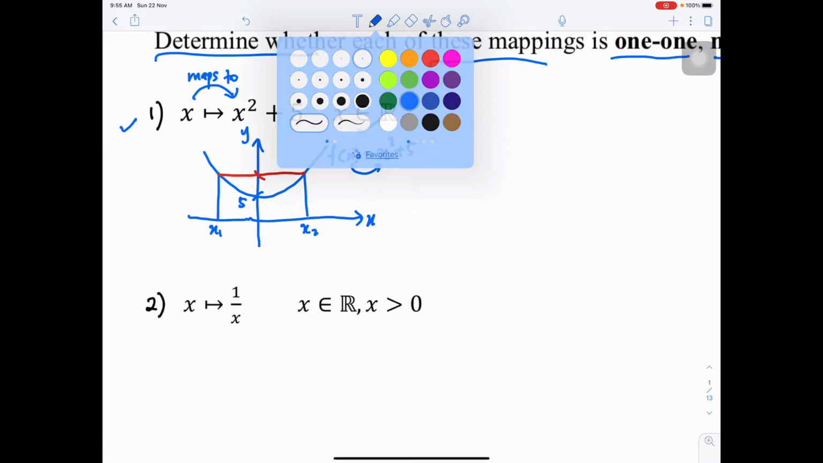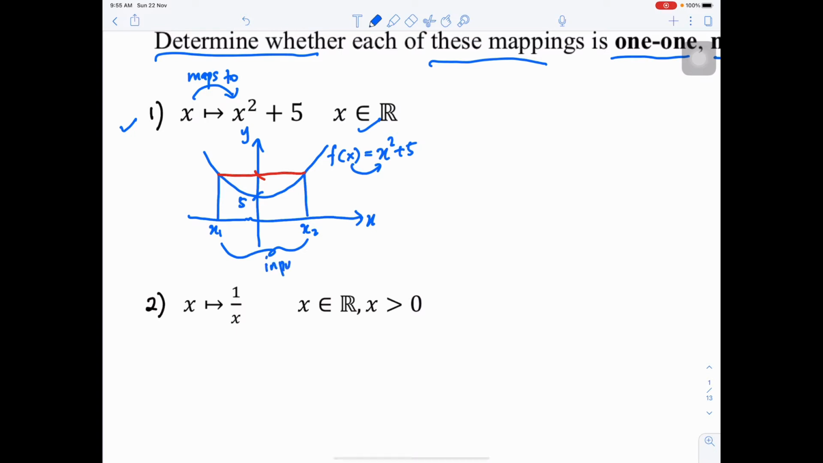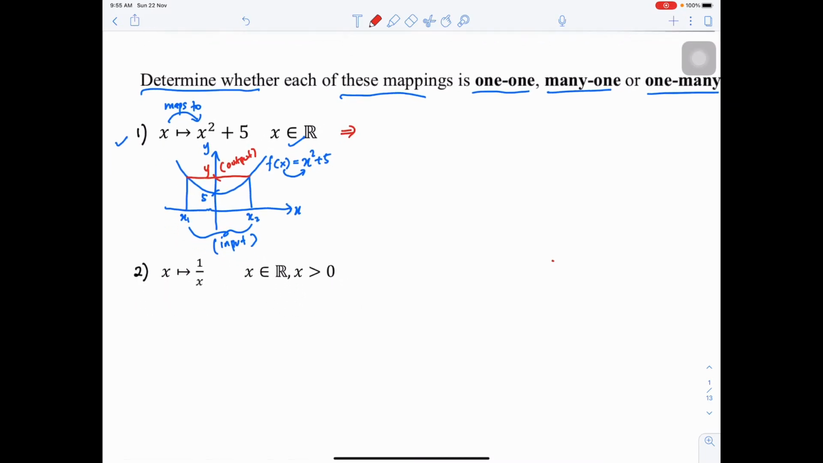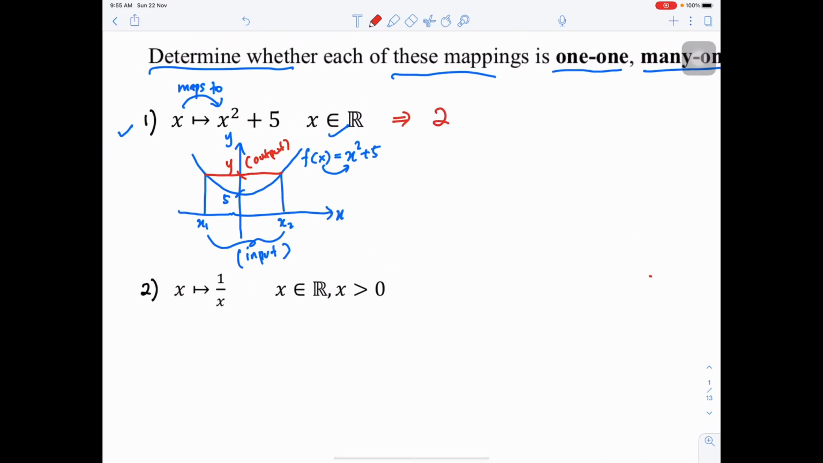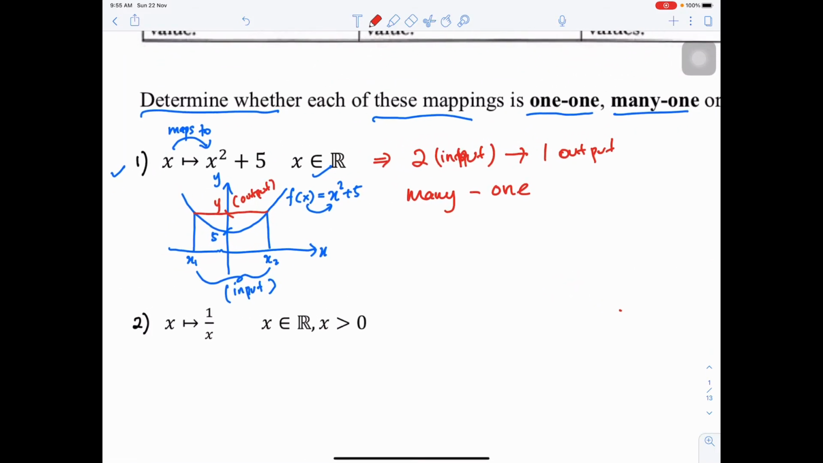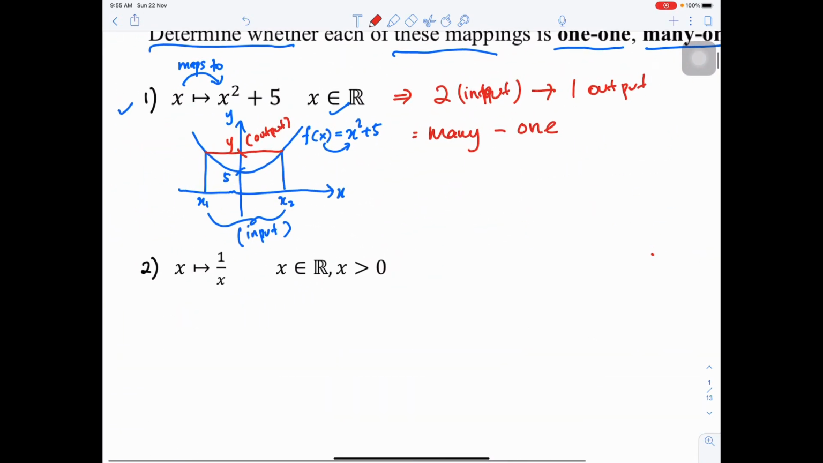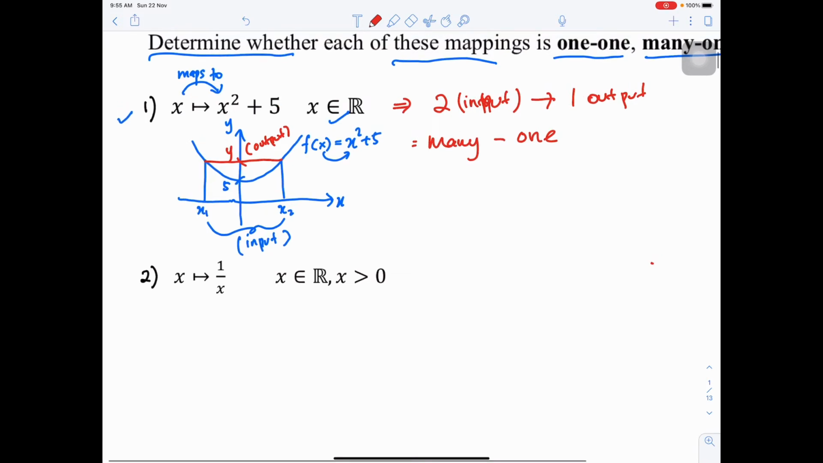So x1 and x2 are the inputs, and y is the output. So how do we determine whether the function is one to one, many to one, or one to many? From 2 inputs to 1 output, so many to one. So the type of relation or mapping is many to one. The first thing you must know is how to determine the type of mapping or relation: draw the graph.